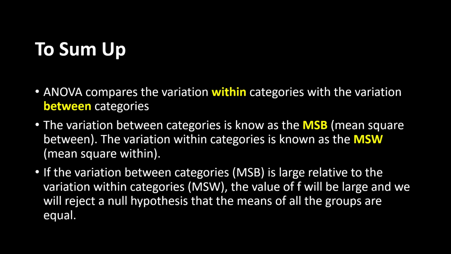So to sum up, ANOVA compares the variation within categories with the variation between the categories. The variation between the categories is known as the mean square between. The variation within the categories is known as the mean square within. If the variation between categories is large relative to the variation within the categories, the value of F will be large, and we reject the null hypothesis that the means of all the groups are equal. As I said earlier, we'll walk through how to calculate these values in the next video. Conceptually speaking, though, I hope that you found this explanation helpful.